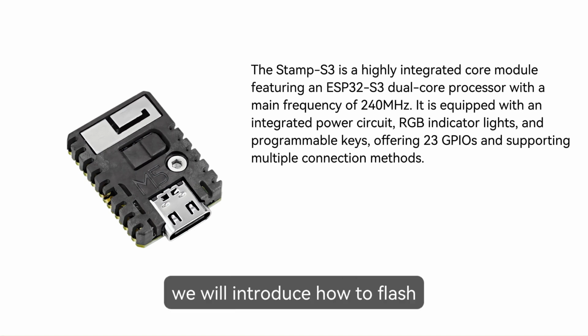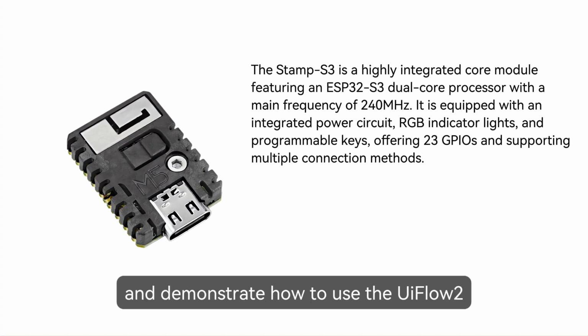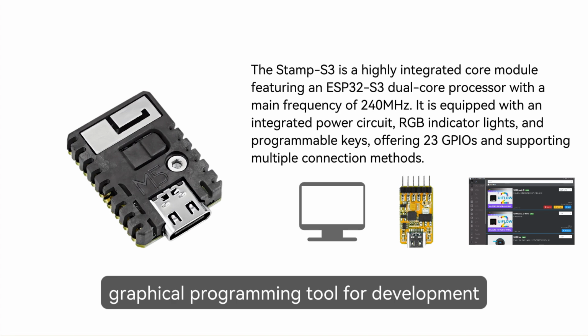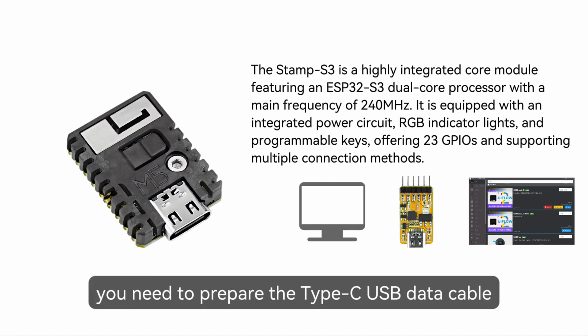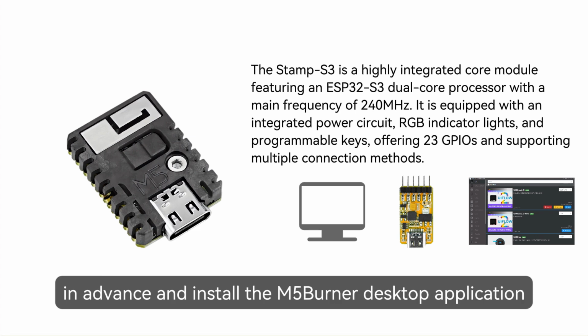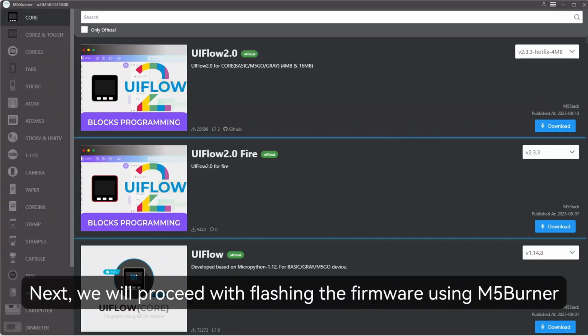Today, we will introduce how to flash firmware onto the StampS3 using M5 burner and demonstrate how to use the UIFlow 2 graphical programming tool for development. Before conducting the experiment, you need to prepare the Type-C USB data cable in advance and install the M5 burner desktop application on the computer in advance. Next, we will proceed with flashing the firmware using M5 burner.